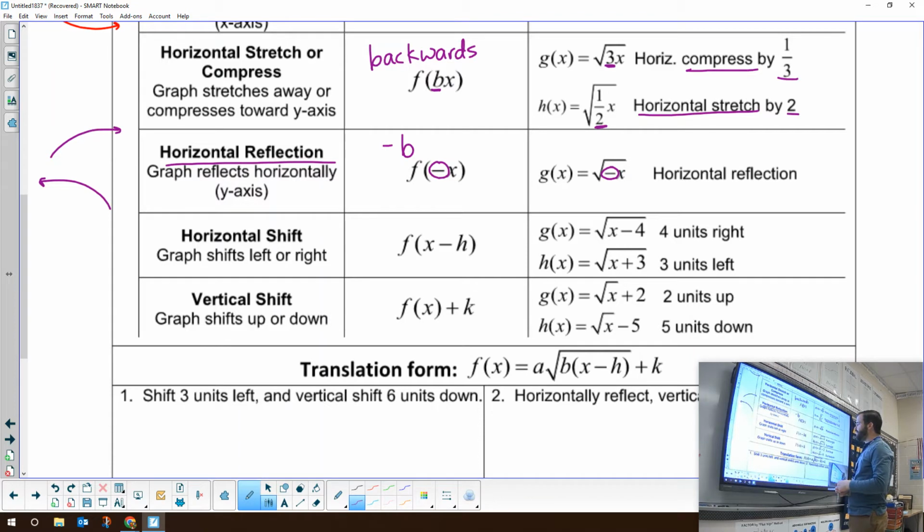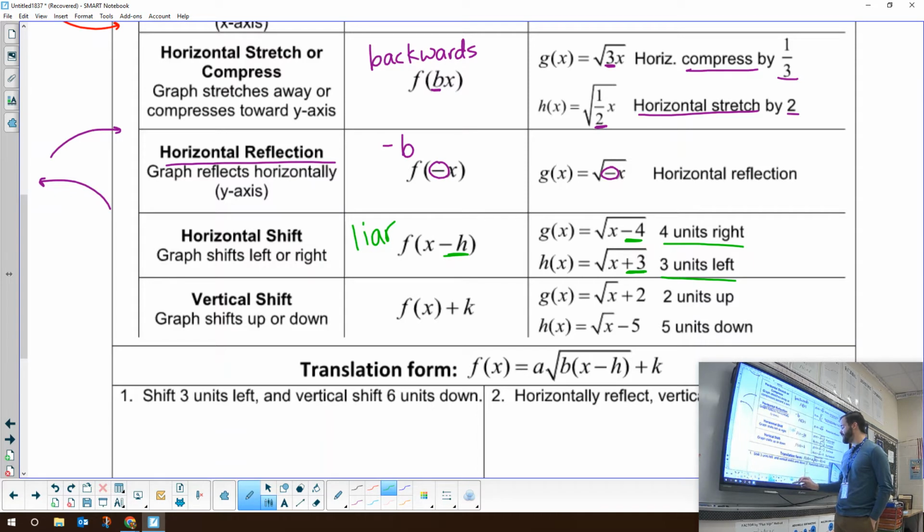Now let's talk about what we already know. We have our H and our K. So remember, your H is on the inside, and your H is a liar, right? My H is a liar. So if my H is -4, we're going to go 4 units to the right. If my H is +3, we're going to go 3 units to the left. Anything that's inside the square root, anything that's hanging out with the x, is a liar.